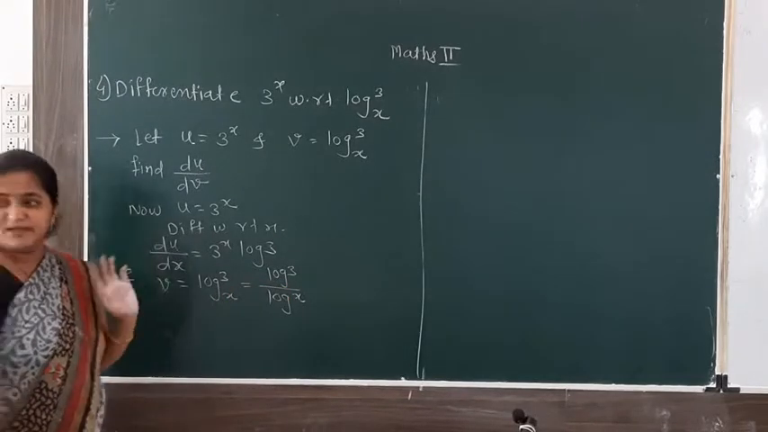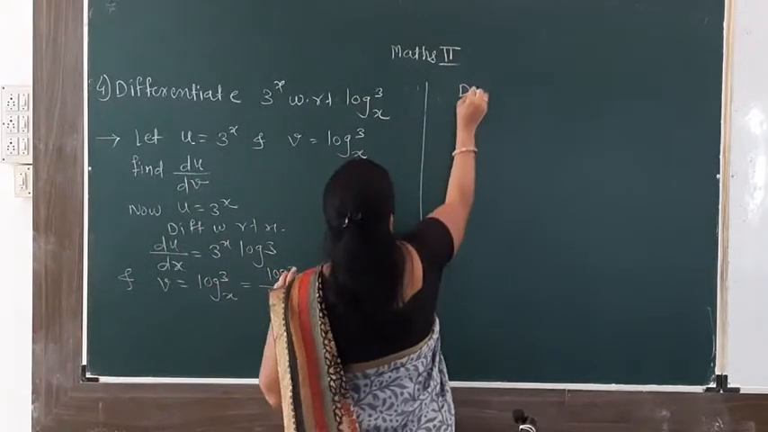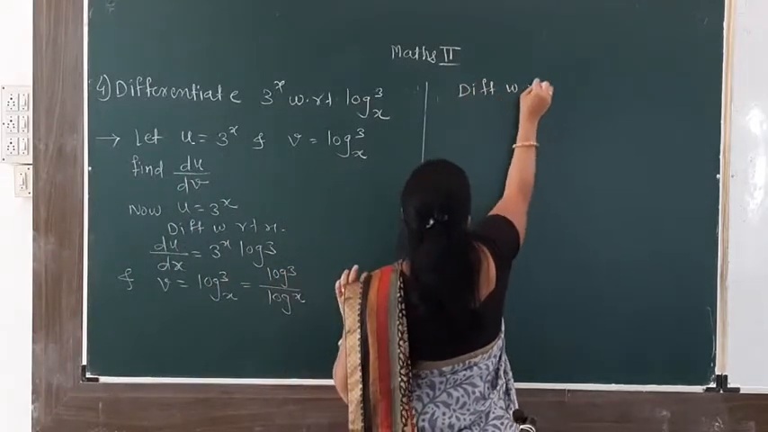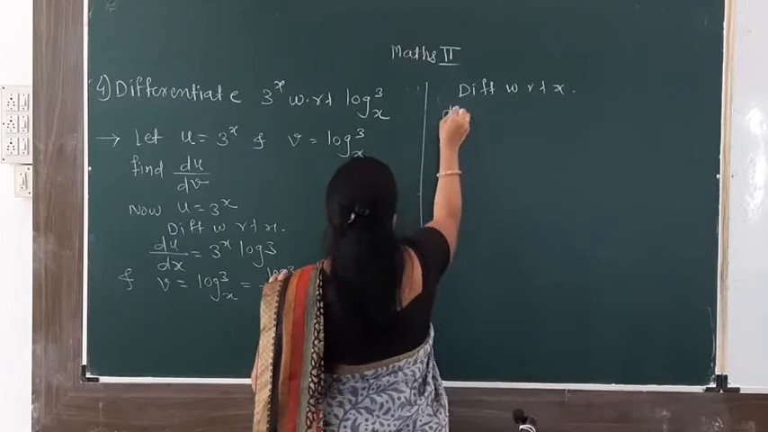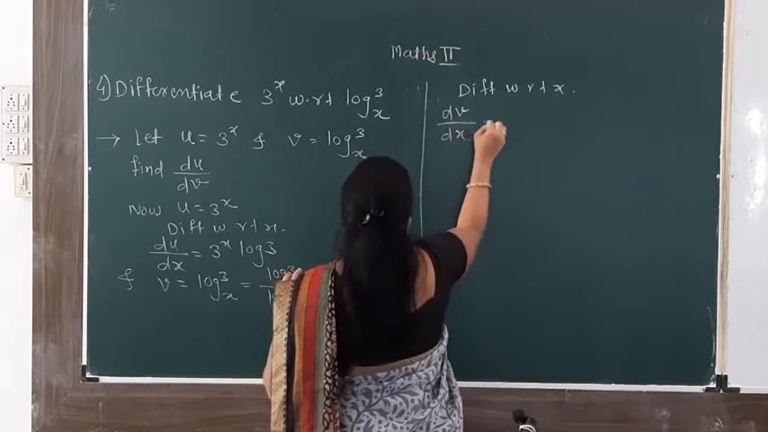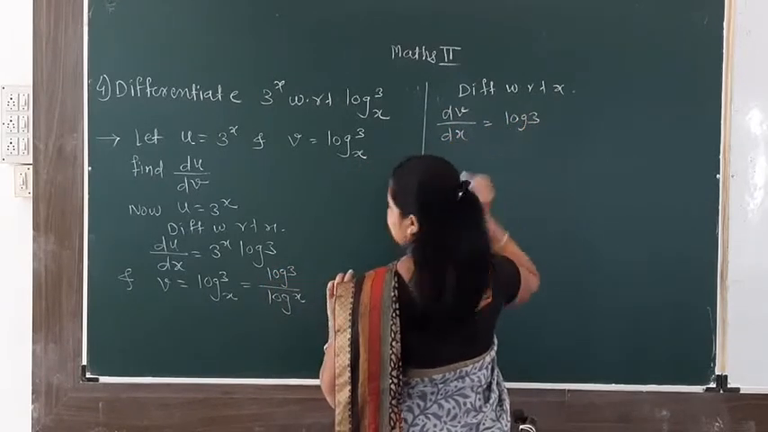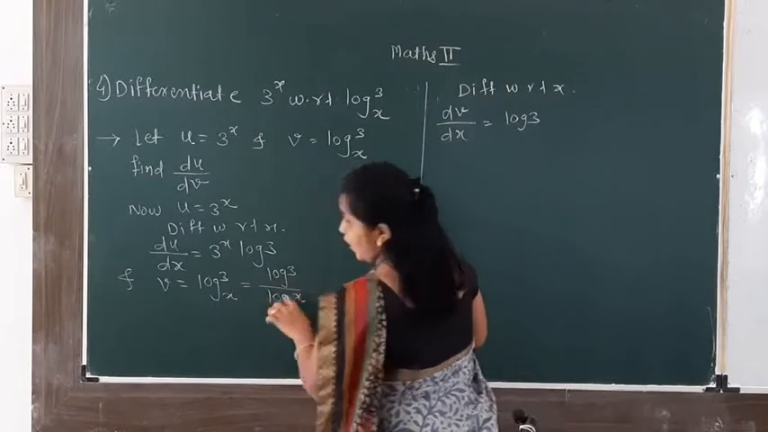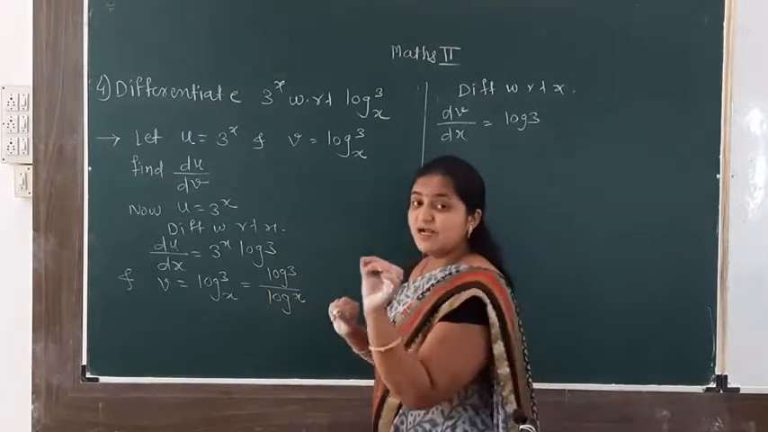Now simplify it. Now differentiate with respect to x. So dv by dx is equal to, log of 3 is constant. What is the derivative of 1 upon x? Which is minus 1 upon x square.